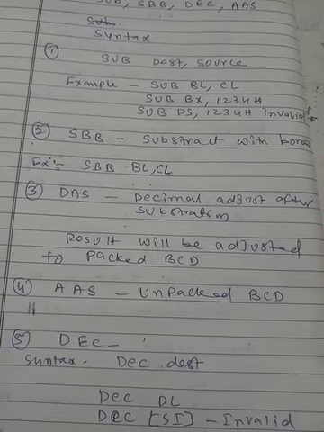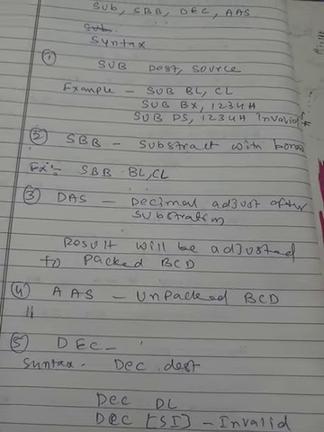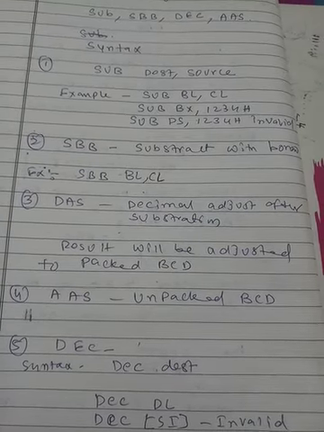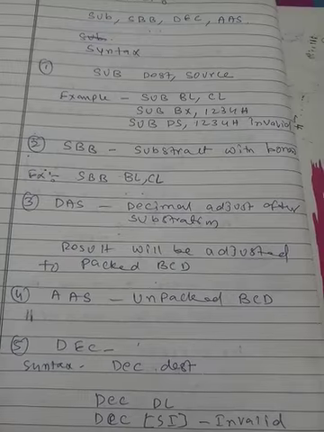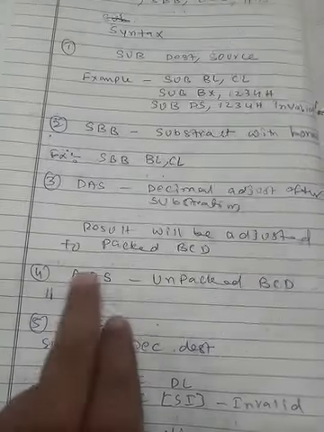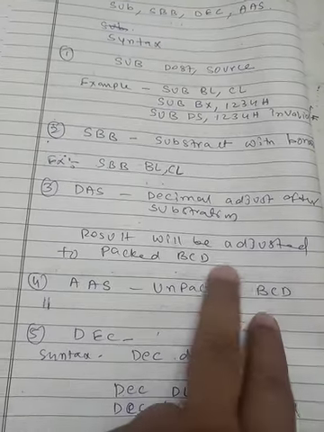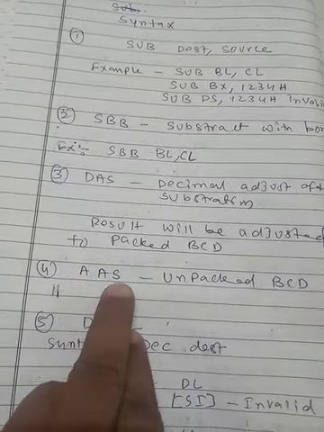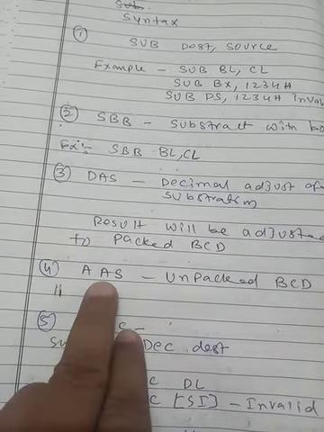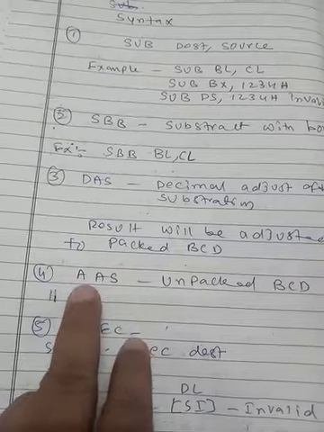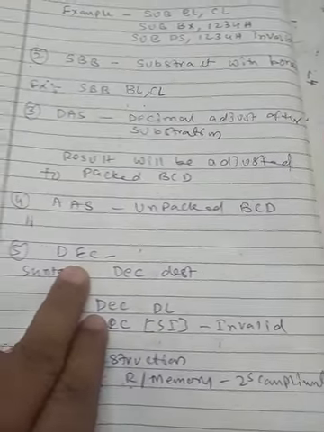Unpacked means, already told, the 1 has to be written as 01 and 5 has to be written as 05. So instead of 8-bit, it will require 16-bit. So that is an unpacked BCD. To convert the results into unpacked BCD, we require the instruction called AAS. Already we have seen the importance of AAA. So similar to that, here also we have the AAS.